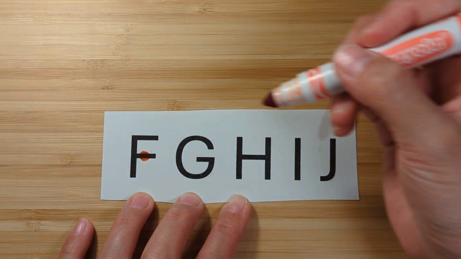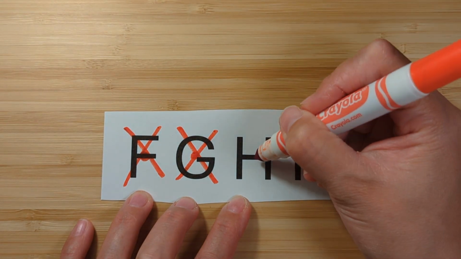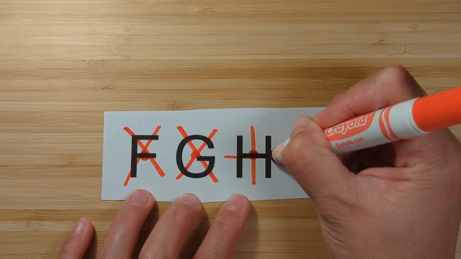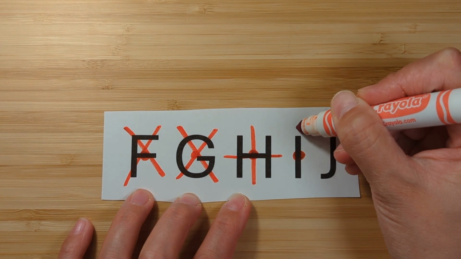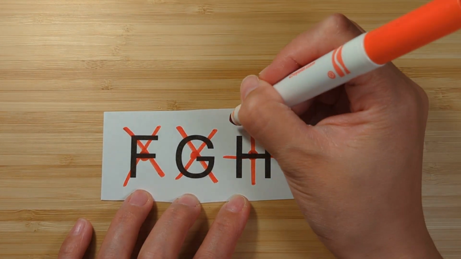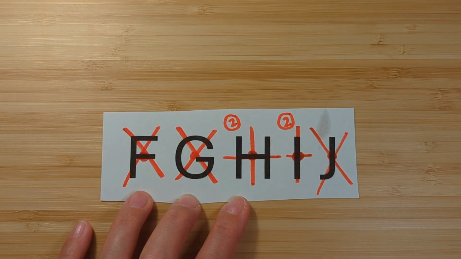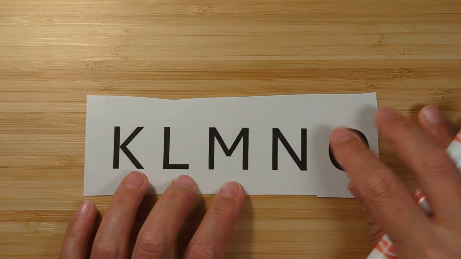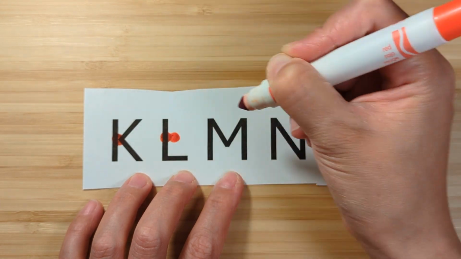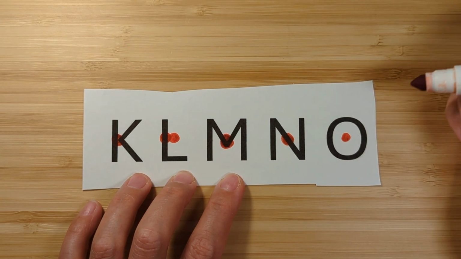Center dot, there are no lines of symmetry. Center dot, no lines of symmetry. Center dot. I can do a vertical line of symmetry, and I can also do a horizontal line of symmetry. Center dot, vertical and horizontal. Center dot, no lines of symmetry. Sorry, I wasn't labeling. So 2 for H and 2 for I. All right. Center dot, center dot, center dot, and center dot.